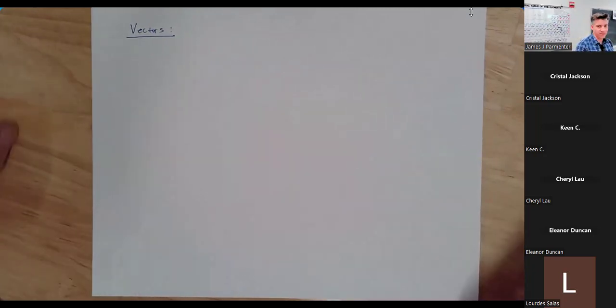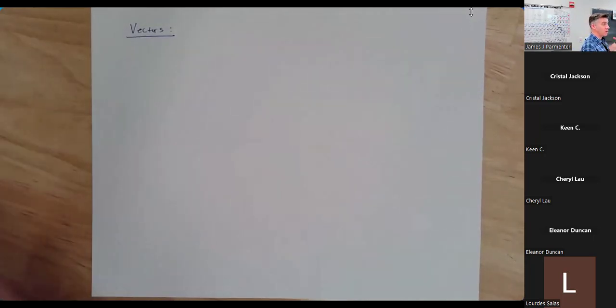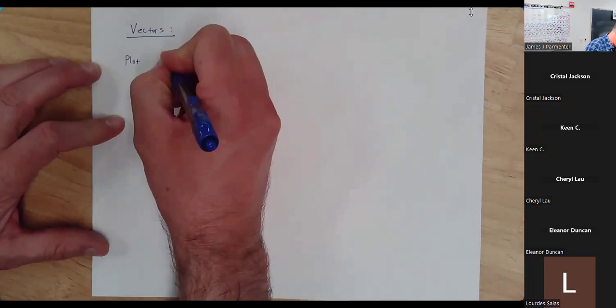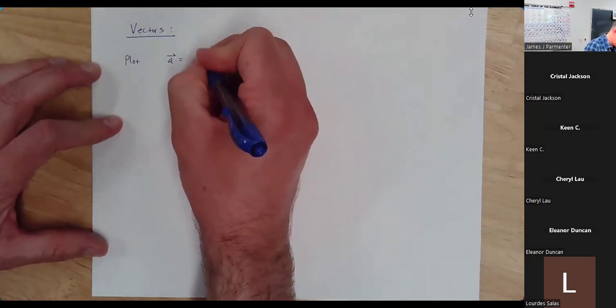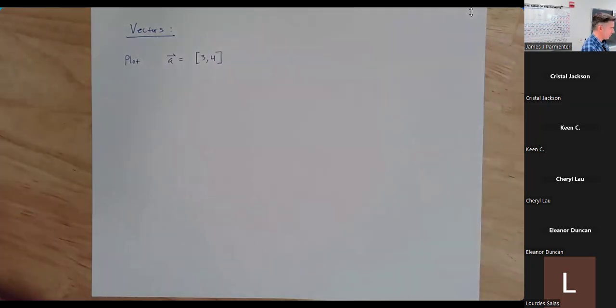So let's graph some vectors. And we'll talk about vectors both in R2 and in R3, meaning two dimensions and three dimensions. So we're going to plot the vector A equal to, there's so many notations for vectors. Let's talk about them for a second. So there's one notation for a vector.